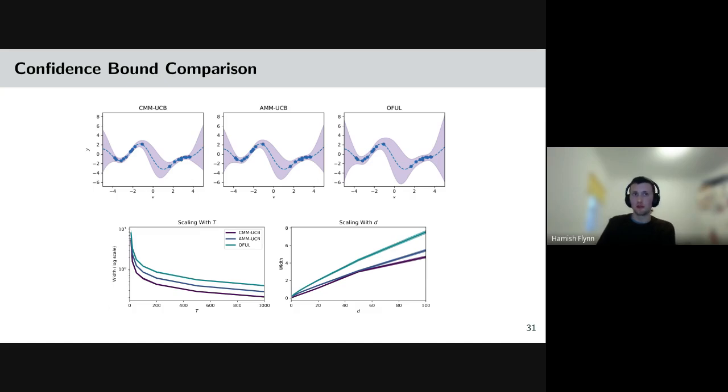And we see the same pattern as before. And by the time we reach d equals 100 on the bottom rightmost figure, the average width of the OFUL confidence bound is up to about 50% larger than the width of our CMM-UCB confidence bound. So there is sometimes a noticeable difference.